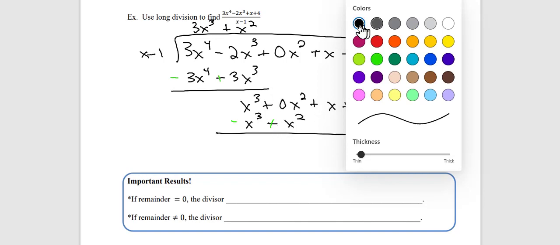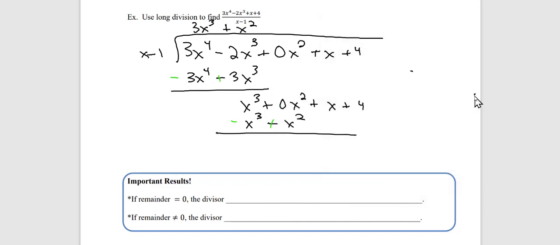The reason I wrote this 0x squared here is because when I subtract the x cubes, I get 0, but when I add these, I do get an x squared there. And I'm afraid that if I didn't have that there, if I had squished this x plus 4 over, I might try to combine things that are not like terms. If this x plus 4 was over here, I might try to add x and x squared. And those are not like terms, so when I add them, I can't combine them. That's why it's a good idea just to keep that spacer of 0x squared, just to make sure.